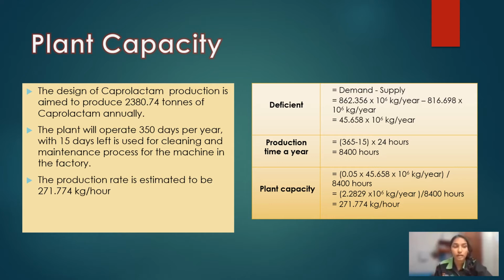So for the plant capacity, the design of caprolactam production is aimed to produce 2,380.74 tons of caprolactam annually, and the plant will operate 350 days per year, with 15 days left used for cleaning and maintenance process for the machines in the factory, and the final production rate is estimated to be 271.774 kg per hour as shown in the calculation.